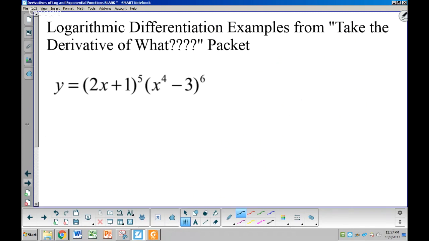Take the derivative of what? Well, there's some things in life you don't want to take the derivative of. And I'm going to give you a prime example by looking at this packet. This is going to be what you're going to do on virtual day, okay? This packet I'm handing out right now. And the title of it is take the derivative of what? No way.